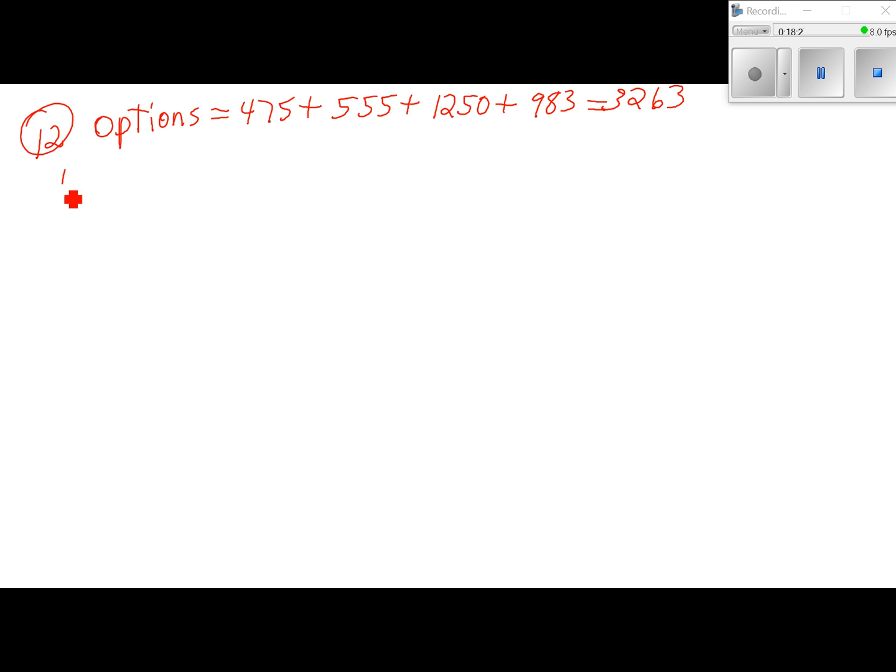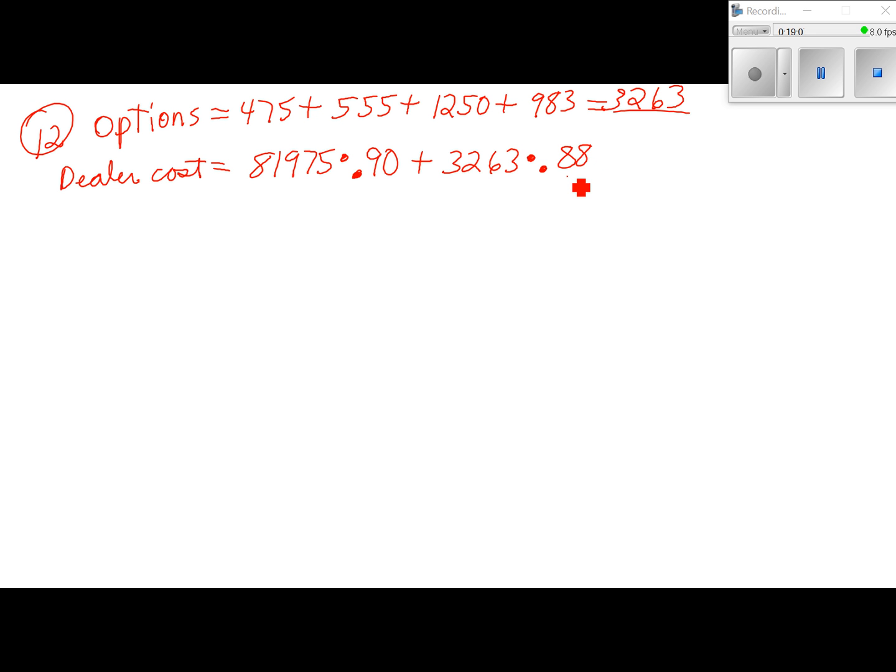Once we have all the options, now we want to figure out the dealer's cost. We're going to do the same thing there that we did on the other problems. They told us that the base price was $81,975. We're going to take that times the percent that they told us, and they said it's 90%. So 0.90 plus this answer that we just got for the options, 3,263, times the percent that they told us the dealer pays for the options, and it's 0.88.